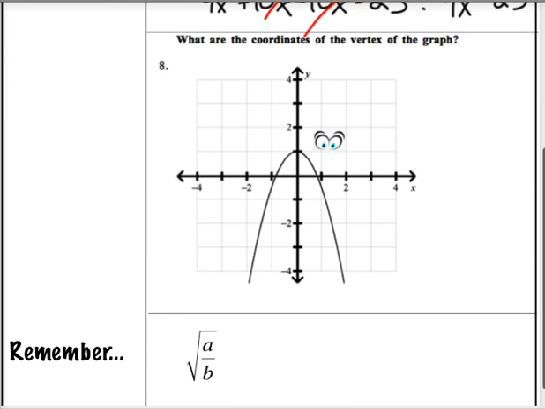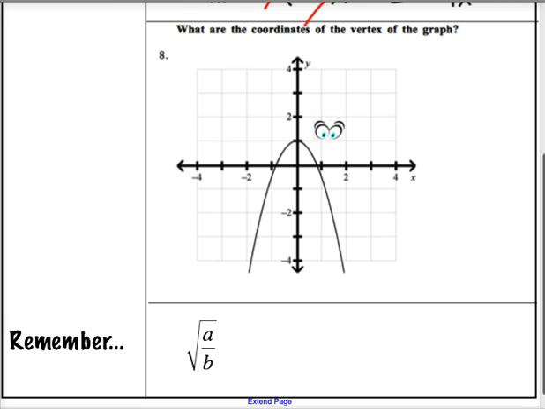And then finding the vertex. Now remember the vertex, that is going to be that highest or lowest point of a parabola. So when I'm finding the vertex, being asked for the coordinates, well, it hasn't moved at all on the x-axis. And on the y-axis, it's moved up 1. So there is our little bit of review for your final exam.